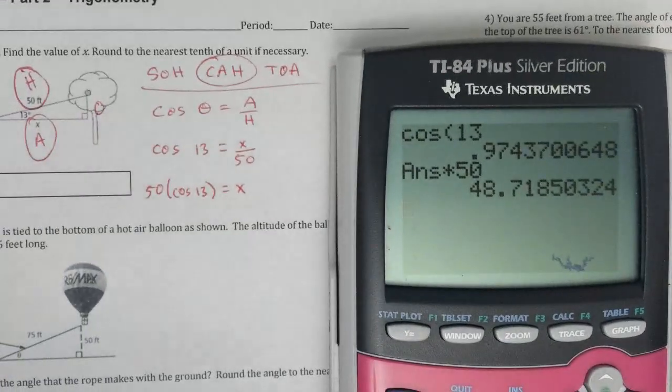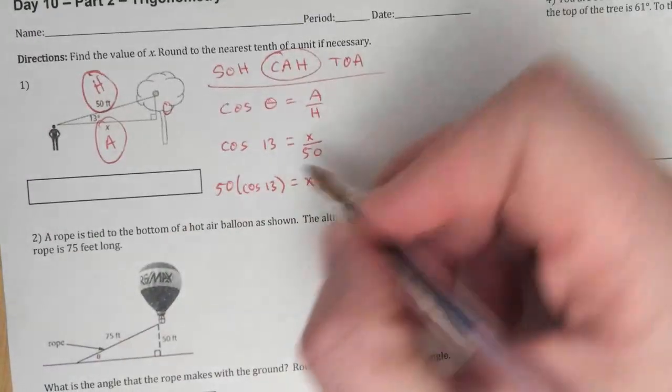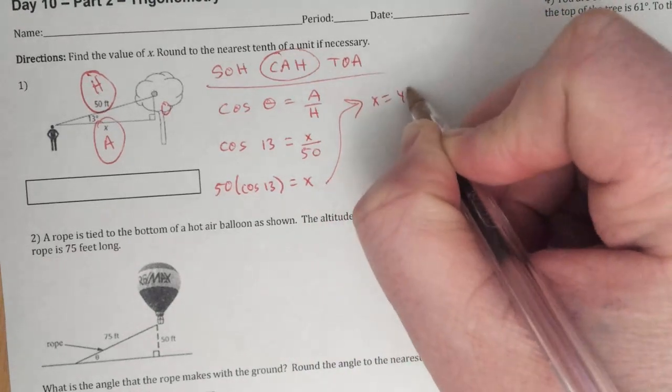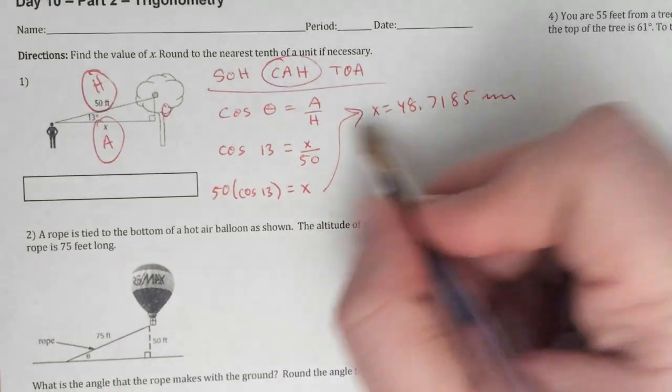And they said round to the nearest tenth. I ran out of room, so I'll put it up here. We have x equals 48.7185, and so on. Okay, they said nearest tenth.